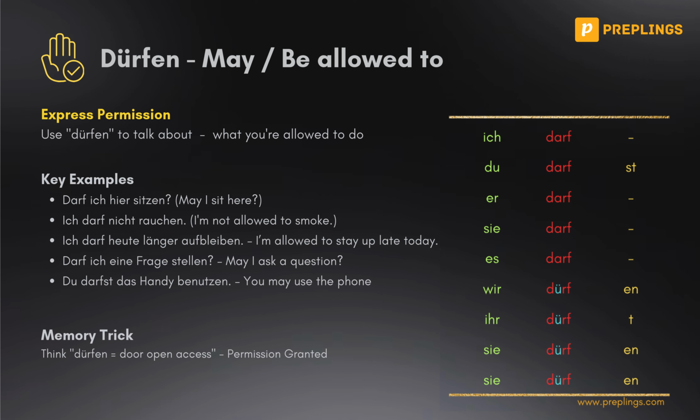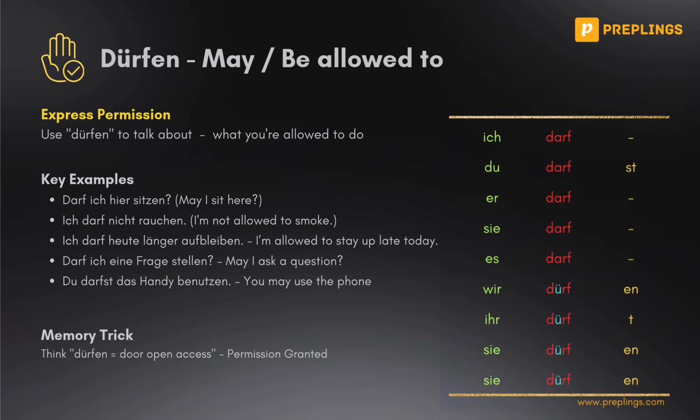Darf ich hier sitzen? May I sit here? Ich darf nicht rauchen. I'm not allowed to smoke. Ich darf heute länger aufbleiben. I'm allowed to stay up late today. Darf ich eine Frage stellen? May I ask a question? Du darfst das Handy benutzen. You may use the phone. Take a moment to pause the video.